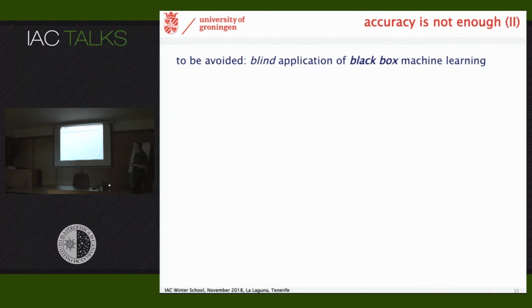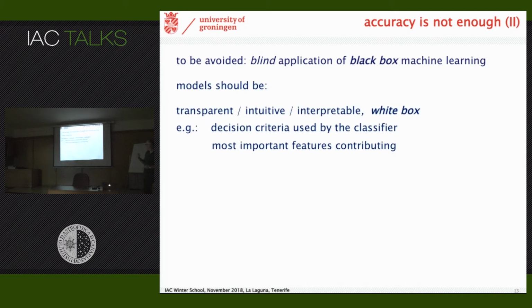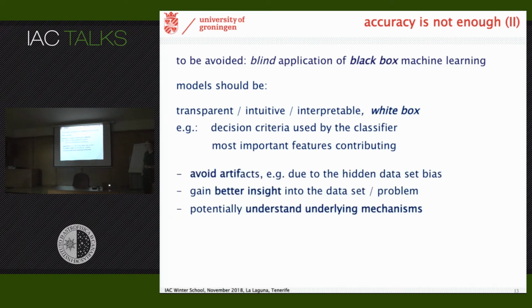And that's why you should avoid the blind application of machine learning in the sense of a black box, because you need to know what your machine learning system does. The system should be transparent, interpretable, ideally a white box, whatever that means, right? So we should know which decision criteria the classifier uses, and which, for instance, are the most important features contributing to the decision.